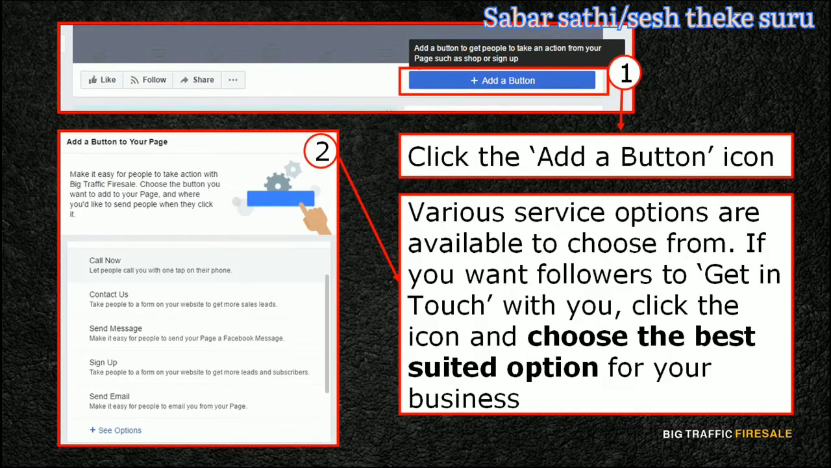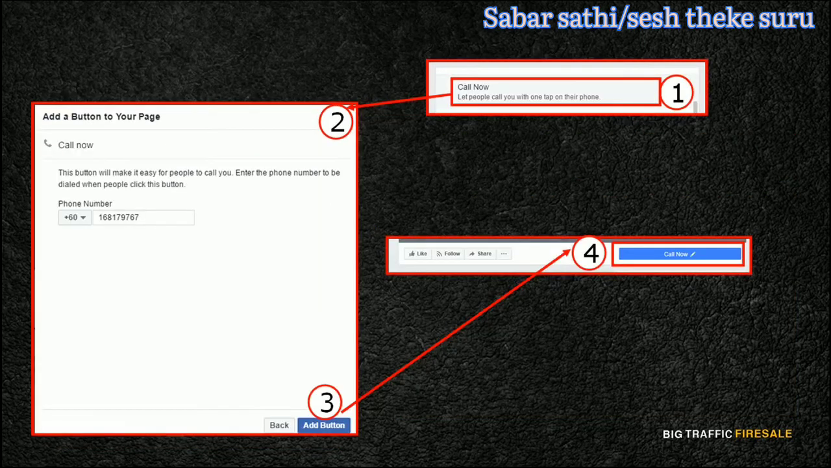If you want your followers to get in touch with you, click the icon and choose the best suited option for your business. If you click Call Now, the phone number you filled in at the About section of your page will appear. Clicking the Add button will allow an instant button to be created as Call Now, and you're all set. Utilize the options on your Facebook page to ensure you get everything covered.